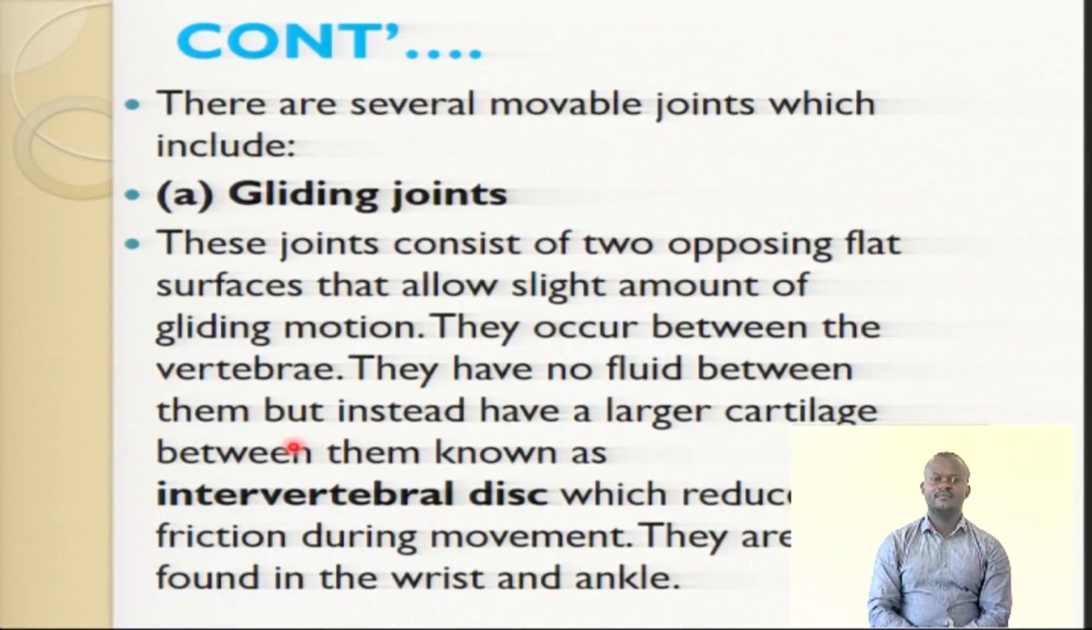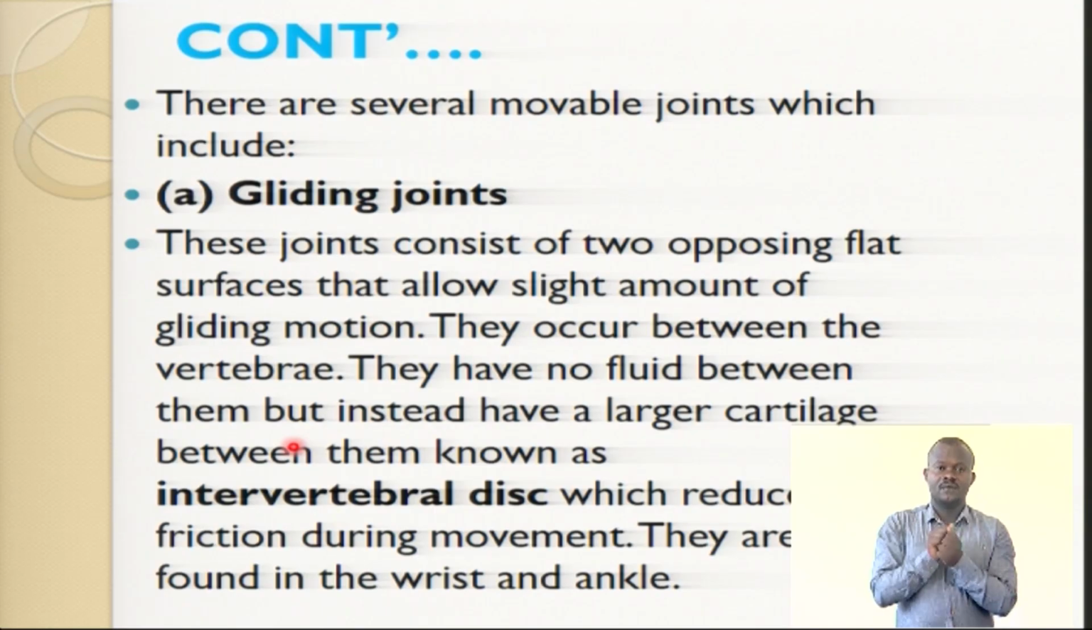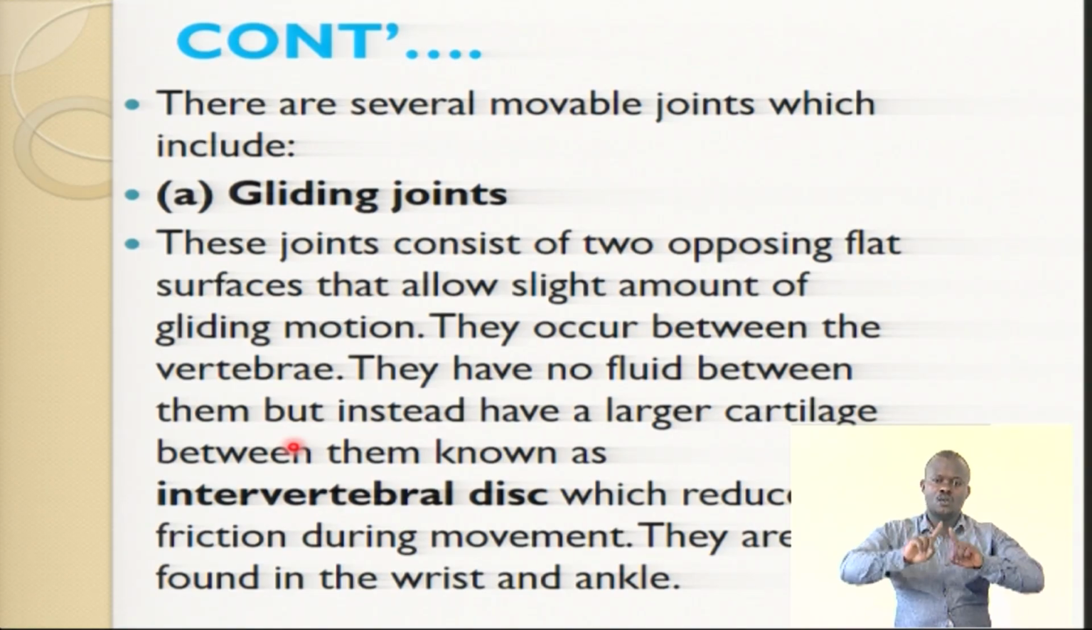So let's talk about it. There are several movable joints, which include the gliding joints. What are these gliding joints, and where are they found? These are joints consisting of two opposite flat surfaces that allow a slight amount of gliding motion. They occur between the vertebrae.